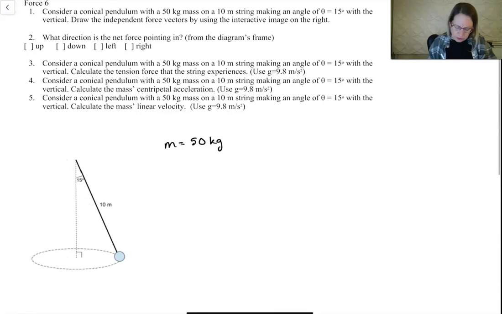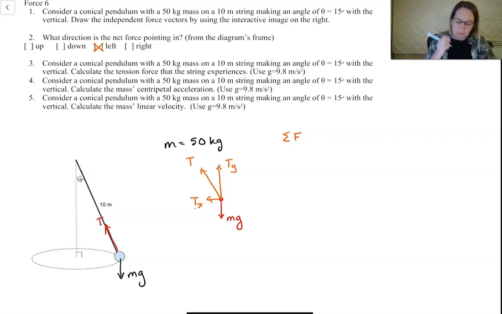And so the force vectors are that we just have mg that's down, and we have tension that's up. And that's all the forces. Now, we can set up this force diagram. We've got mg, and then this tension actually has components, right? So here's tension. There's a y component, Ty, and Tx. And what we can realize if we do the sum of the forces, the net force in this diagram is pointing in the x direction, to the left here.